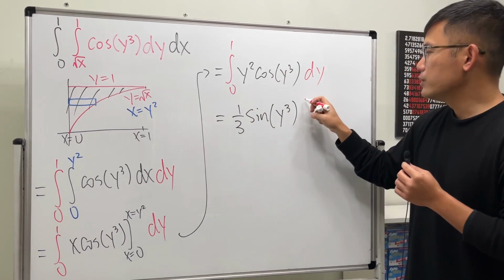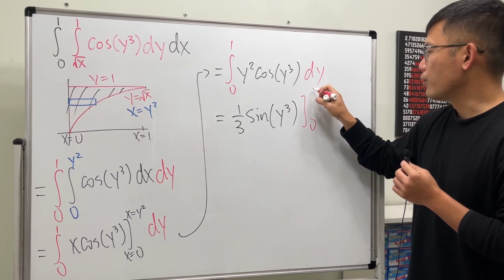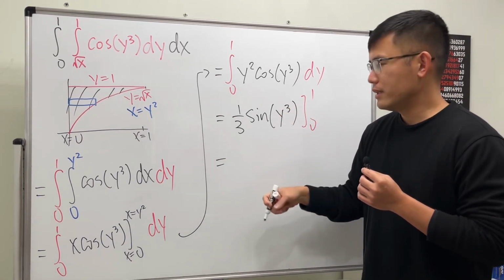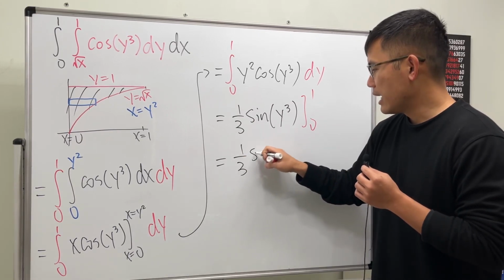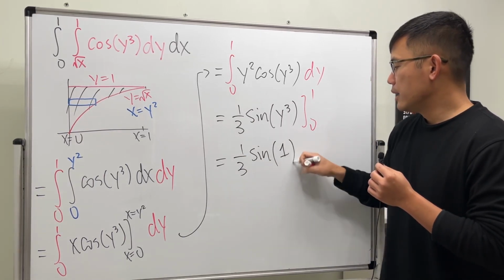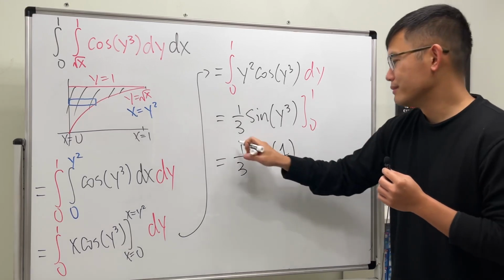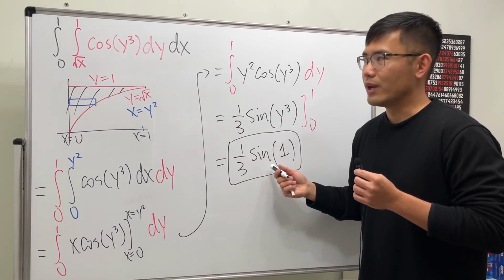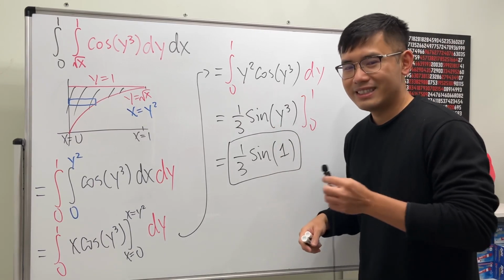And finally, we'll just have to plug in 0 to 1. Put 1 in here, and guess what? 1 to the third power is just 1, and then we have 1/3 sine of 1. Put 0 in here, that's just 0. Therefore, the answer is 1/3 times sine of 1 for that one. That's it.